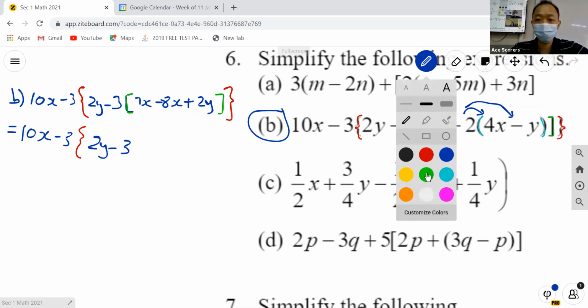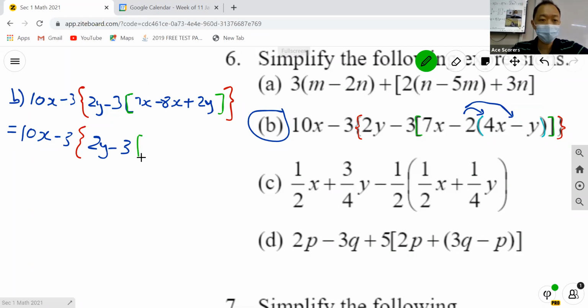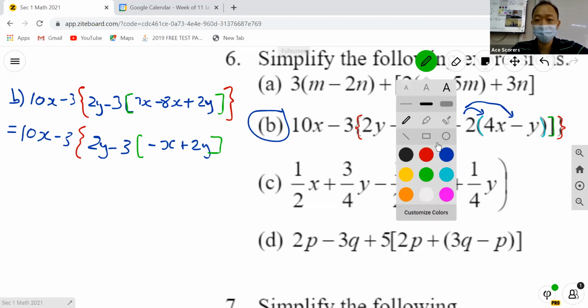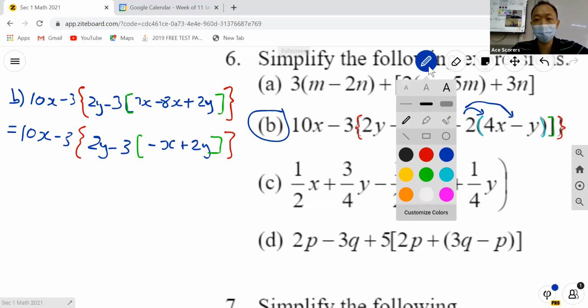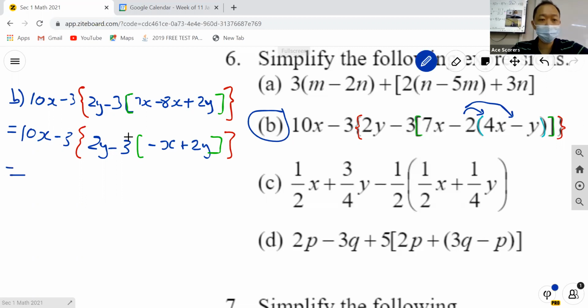What's inside here? Inside. Yeah, so I need to solve. You see, 7x minus 8x. What do you get? 7x take away 8x. Negative x plus 2y, right? So I have solved the green bracket, but I haven't really evaluated because I need to rainbow in the -3 now. Okay, so -3 has to go in now.